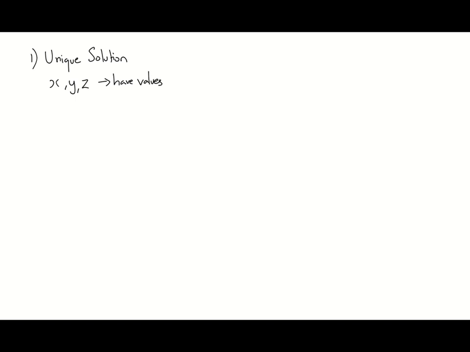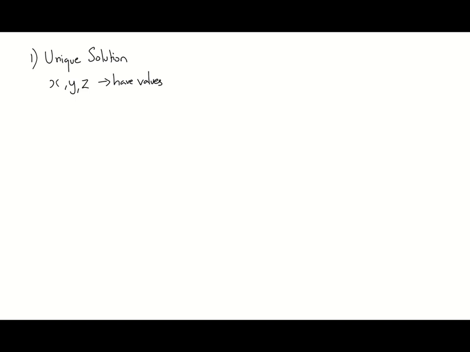Now, when they say the geometry, this is the type of question you have been doing all this time. Remember the pizza problem, where you found what the regular, mini, and large sizes were? That's a unique solution because you got a value for x, a value for y, and a value for z.